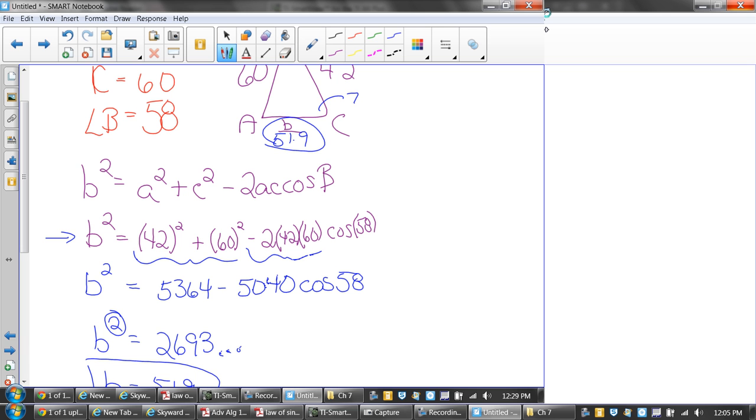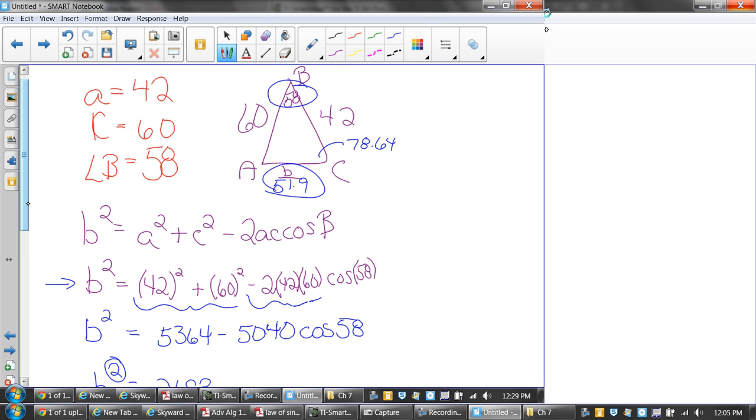So here is what, 78.64. You can torture yourself and do it again with side A. What's the easiest thing to do? 180 minus those two, and what do you get? More often than not, you only have to do law of cosines once, because then all of a sudden you'll have a side opposite an angle, and you just go to law of sines.